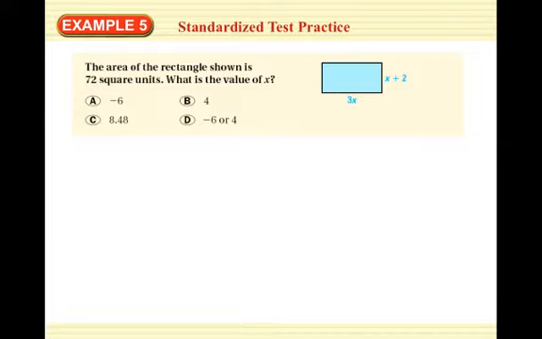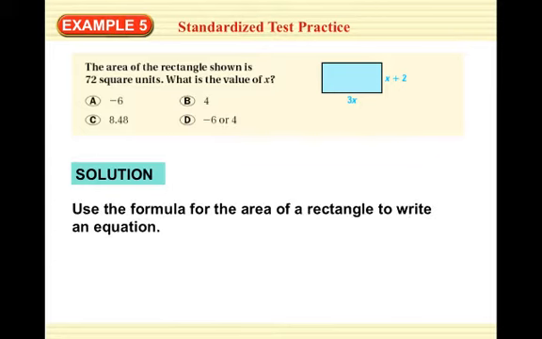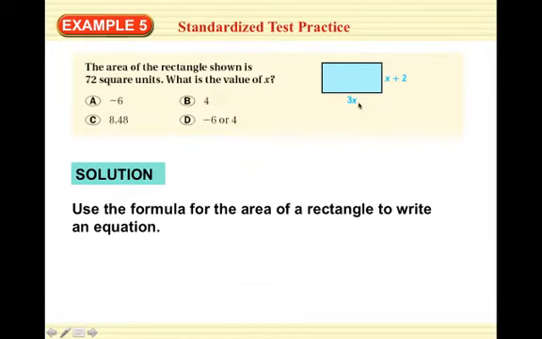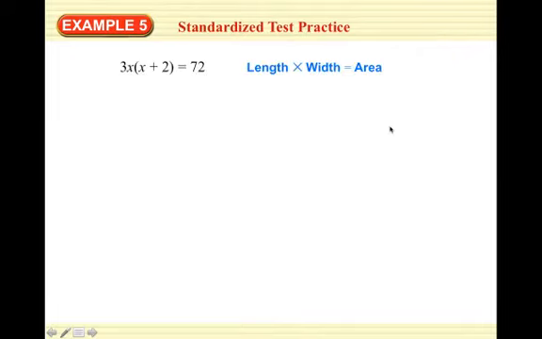All right. Example 5, the area of the rectangle shown is 72 square units. What is the value of x? Okay. Well, we're going to use the formula for the area of a rectangle to write an equation. So length times width equals the area. So look back at here. We can see that one of our dimensions is 3x. One of them is x plus 2. So 3x times x plus 2 is going to equal the area of 72.